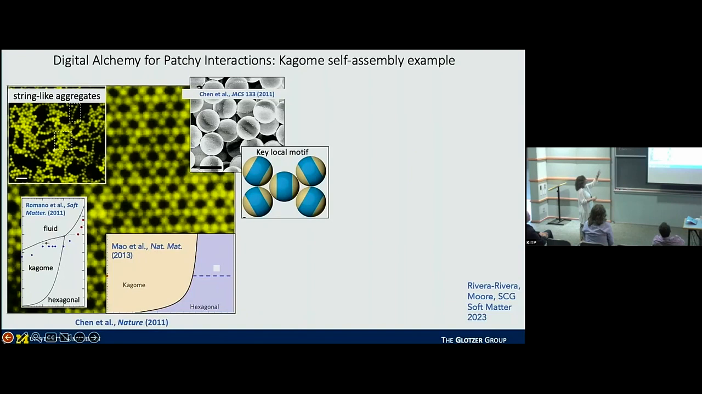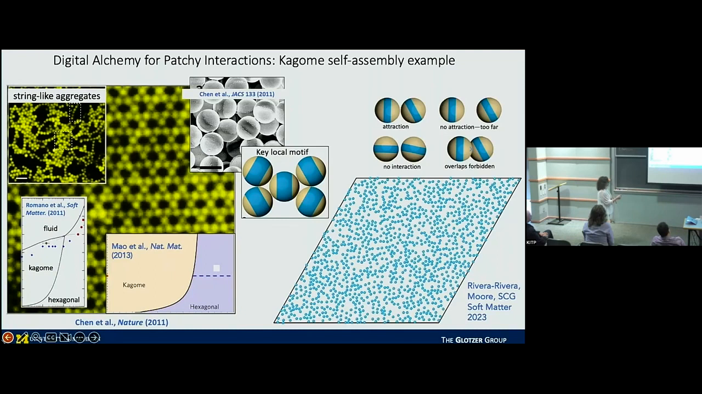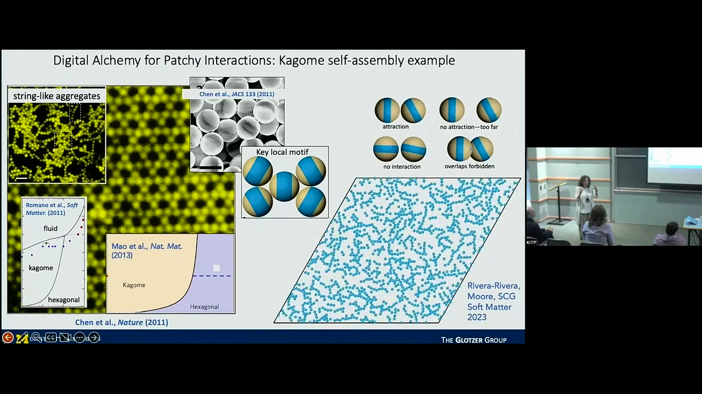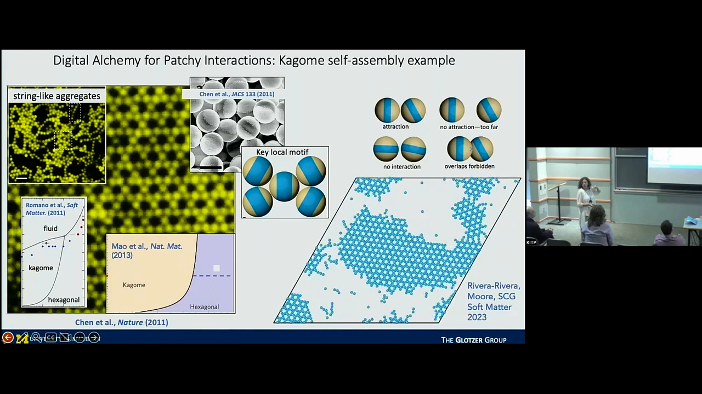And so this is what the particles look like. Imagine it's a blue particle with two white polar patches. And then the question is, how big should the patches be, right? How should they be set up? They designed it so that the poles are attractive, but if they're too far, they're not attracted to each other. The bands in the middle are not attracted to one another. And of course, you can't have overlaps, and that mimics the system that was studied in these papers. And so then you run this digital alchemy simulation where you're changing the patch size and strength, and then it self-assembles into this Kagome lattice.